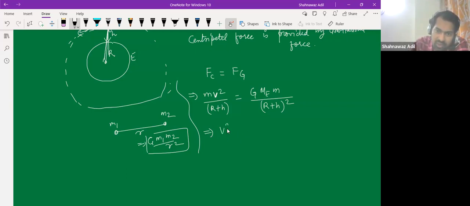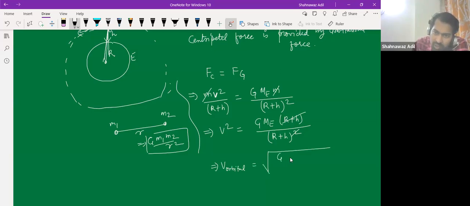So if you want to calculate v square, the mass cancels: G M E by (r plus h) square times (r plus h). So the square will cancel, and v orbital is root of G M E by (r plus h). So this is the orbital speed.